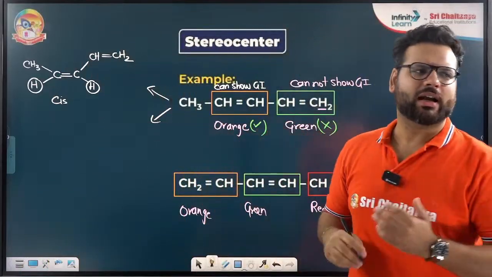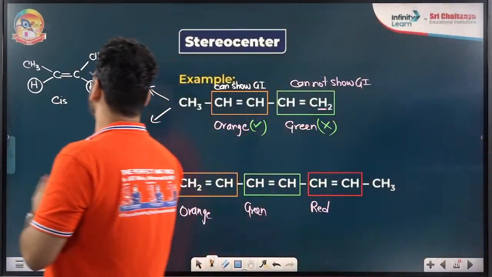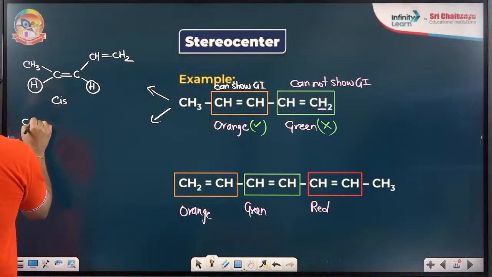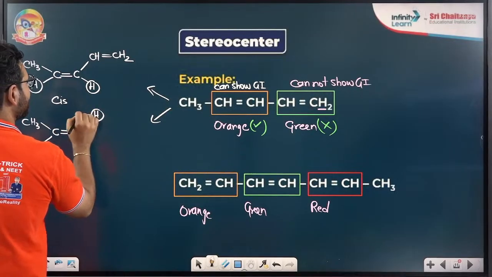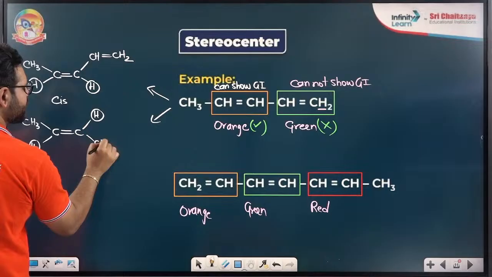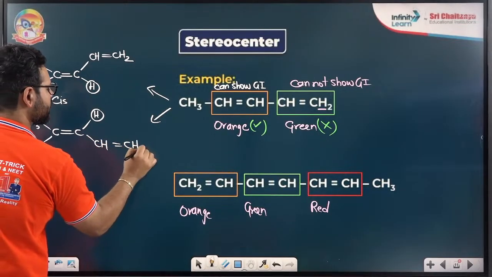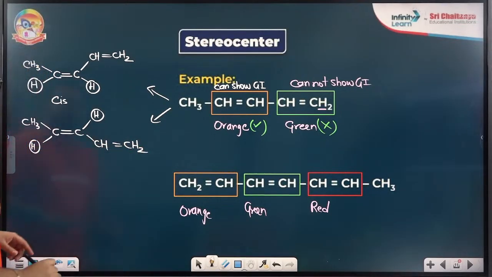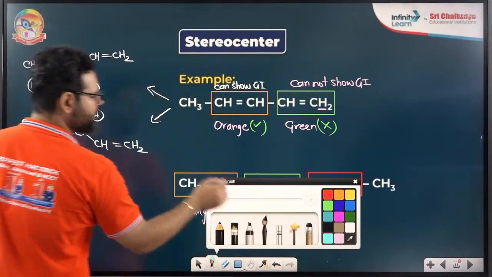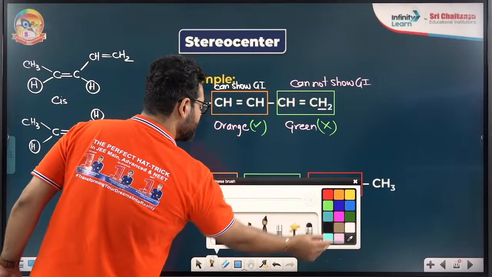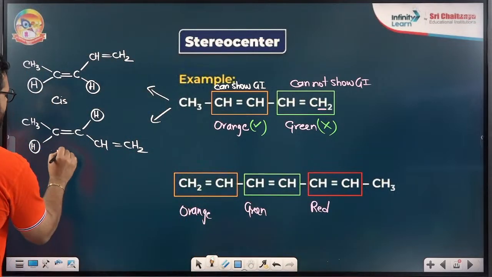Now I can draw the trans isomer of this as well, if hydrogens are on opposite sides. So CH3 carbon, this hydrogen is downside, whereas this hydrogen is upside. And here CH double bond CH2. So cis trans arises because of the orange double bond and not because of the green double bond. So this is the trans isomer.